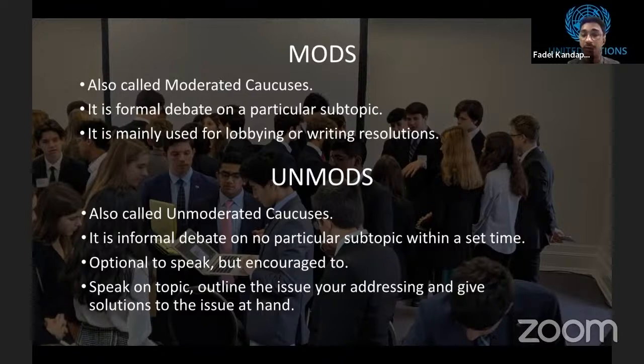So you have to move around and lobby with your other delegates. You have to try to convince them to join your side of the argument, right? You have to give them points as to why they should think you're better than the others. And unmods are not on any particular subtopic, right? So you can use it for anything you want to get done in that specific set of time. And for both mods and unmods, there's no obligation to speak, but obviously during an MUN, the more you speak and the better you speak, the more recognized you get, and that increases your chances for awards, which is at the end of the day what you want from an MUN. And during unmods and mods, you can give out solutions to people to try to convince them why you're better and such.